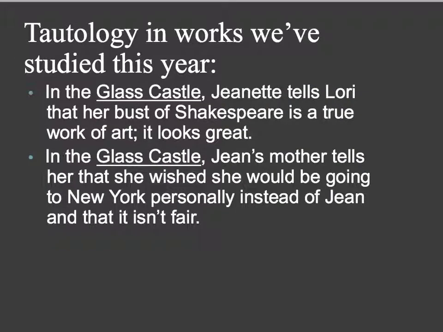For my examples of tautology in works that we have studied this year, I took them both from The Glass Castle. Jeannette didn't fully say this, but implementing tautology into it would be, Jeannette tells Lori that her bust of Shakespeare is a true work of art. It looks great. By saying it looks great, you are restating Shakespeare is a true work of art, and not providing new information. My other example from The Glass Castle is when Jeannette is getting ready to go to New York, and her mother tells her that she wished that she would be going to New York personally. By saying personally, you are just restating that you wish to go and you are the only one wanting to go and not someone else.